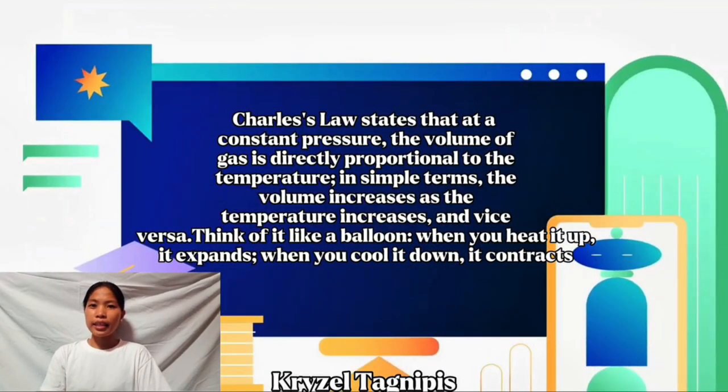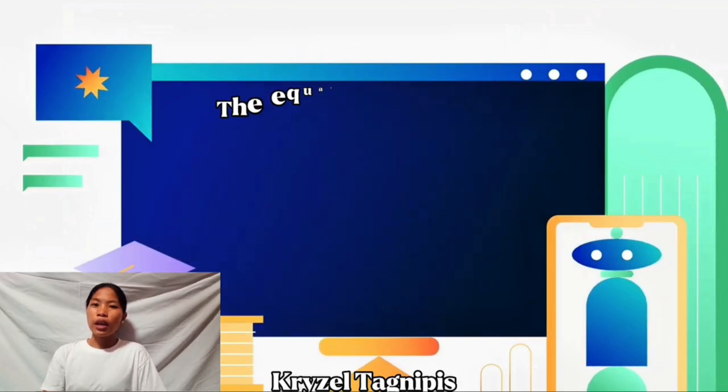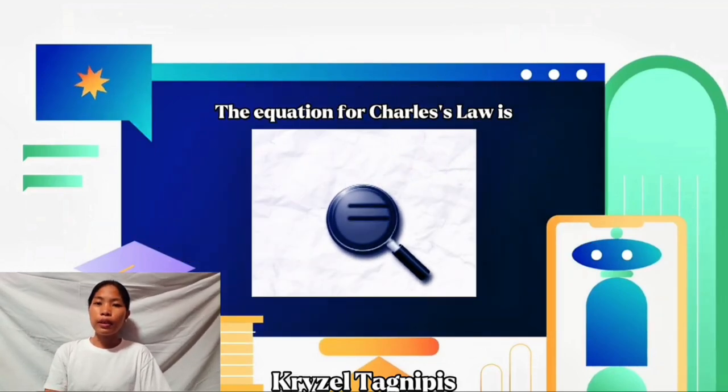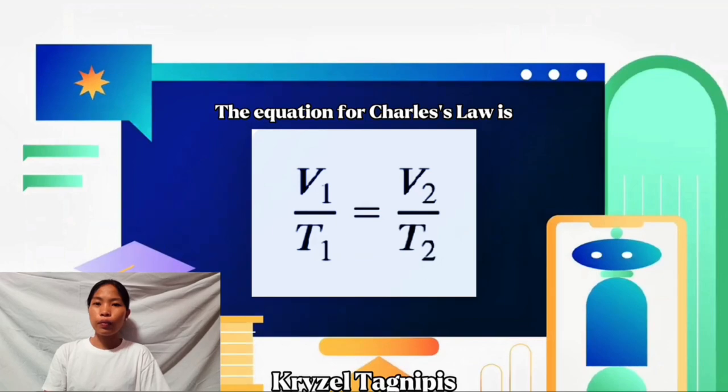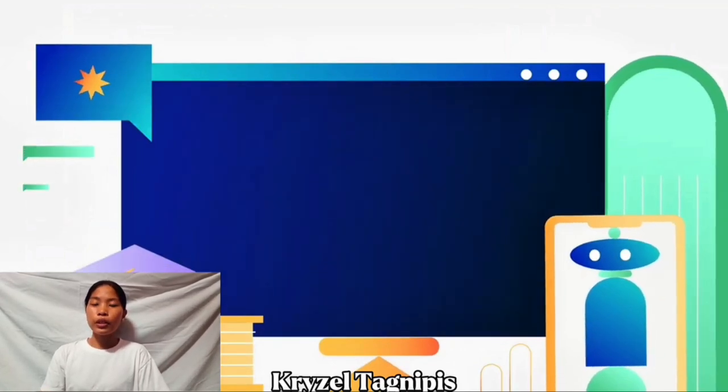Charles' law states that at a constant pressure, the volume of a gas is directly proportional to the temperature. In simple terms, when the volume increases, the temperature increases too, and vice versa. Think of it like a balloon. When you heat it up, it expands. When you cool it down, it contracts. That's Charles' law in action. So the equation for Charles' law is V1 over T1 is equal to V2 over T2. Just remember to use Kelvin for temperature.